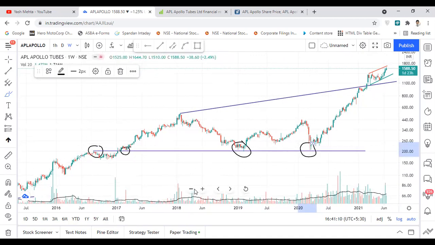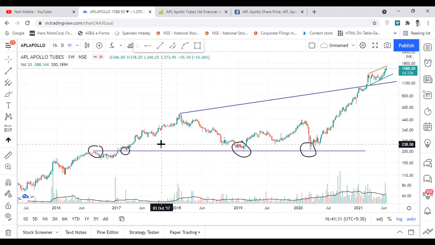So the resistance of the past becomes the support for the future, and the support of the past becomes resistance for the future. This is a common principle that we follow in our support, resistance, or demand supply, and I have shared this in our technical analysis blog as well. I will be sharing that link in the description section.